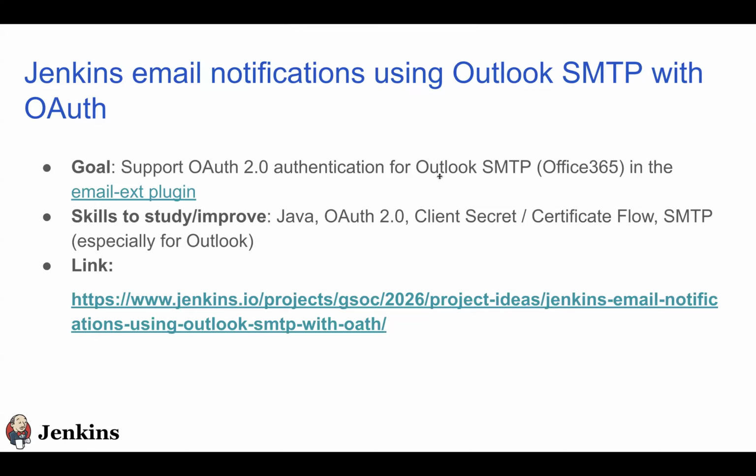Skills to study and improve are Java, because that's the language the plugin is written in. This is not a greenfield project. Unlike some of the ones for which we don't have a repo, this one has an existing plugin in production. Another skill to pick up is OAuth 2.0, client secrets, and the certification flow. You have to know how a token works in this case. Also SMTP for Outlook. SMTP, I think, is a protocol for email. And now let's go to a link.